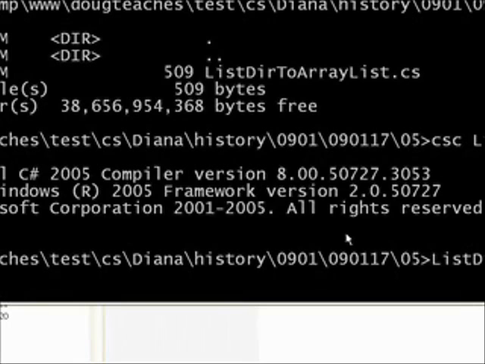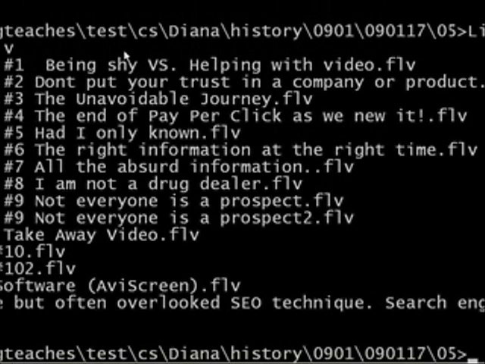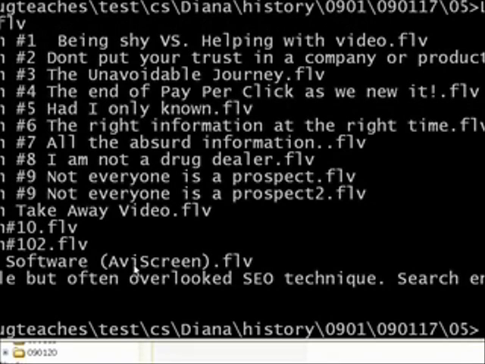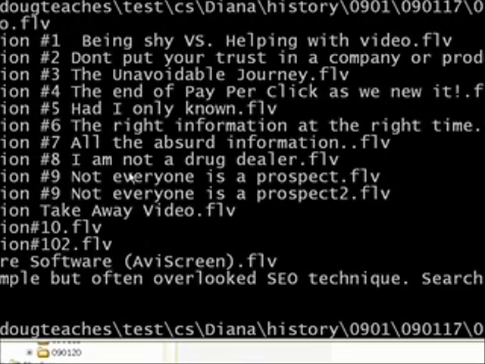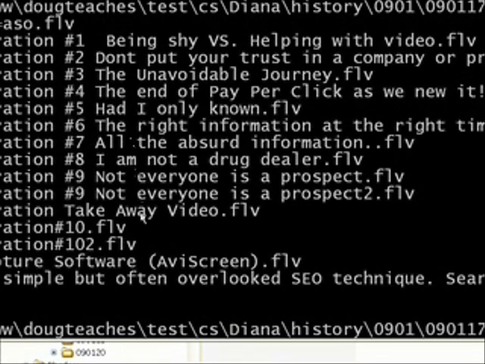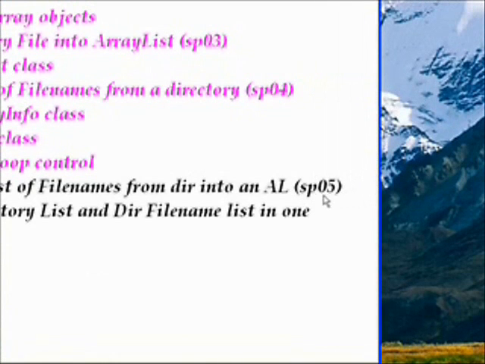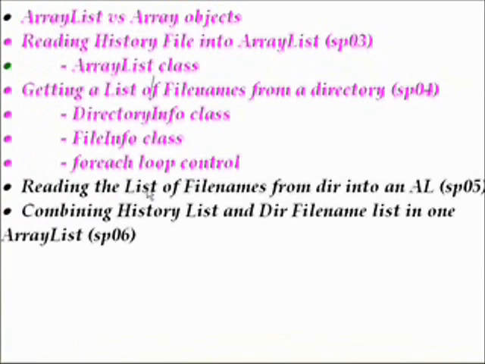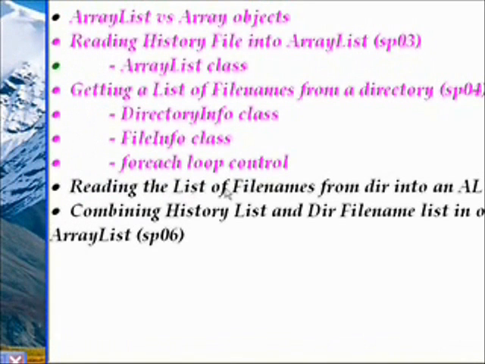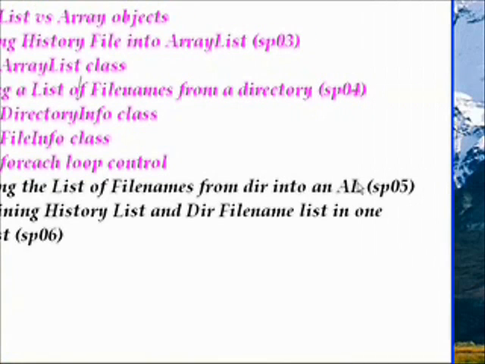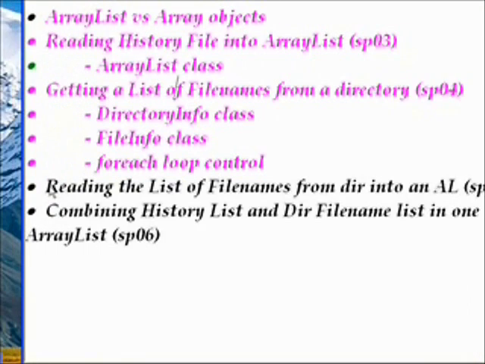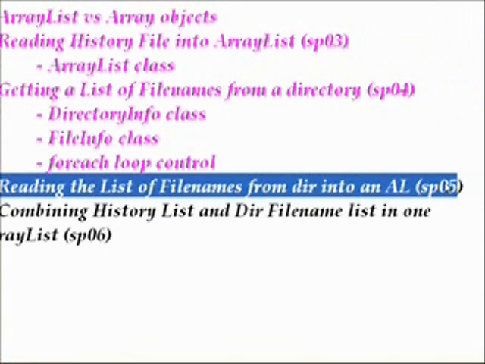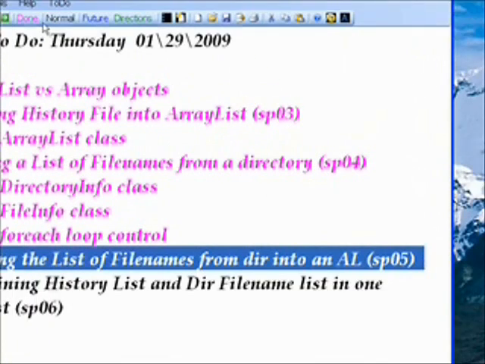So if we look again at our list of things to do, subprogram 5 reads a list of file names from a directory into an array list. I'm using AL as an abbreviation for array list. So we've done that. We can highlight that, go up and press the done button. So this has been a long row to hoe, but there's only one problem solving program left, and that's combining the two lists of file names we got from two different ways into a single array list.